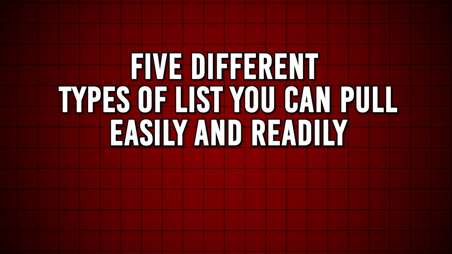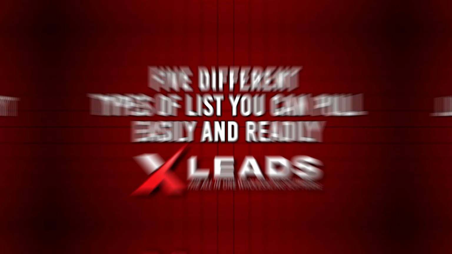So in short, today, I've gone through 5 different types of lists you can pull easily and readily in XLeads. If you check the first list, it was a high equity list. I showed you how to do it actually by hand. Guys, go in there, play around with the filters.